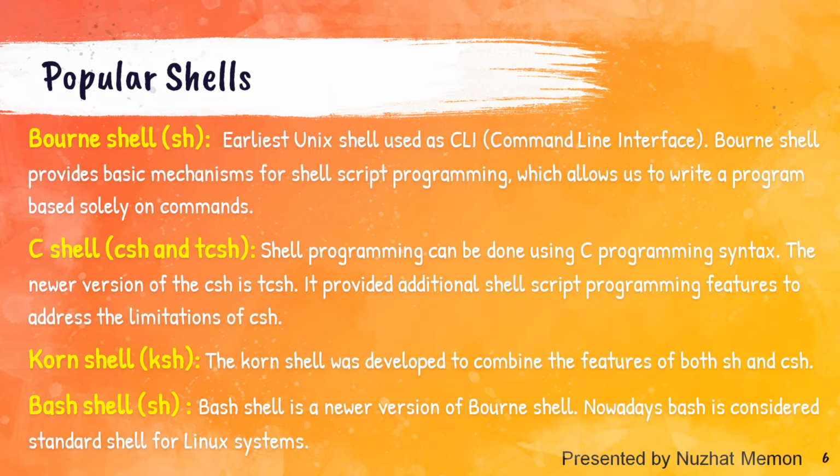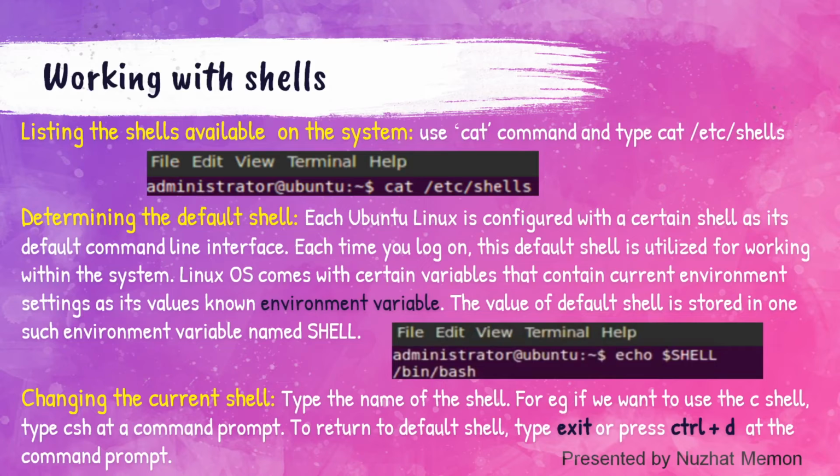Korn shell, ksh. The Korn shell was developed to combine the features of both sh, that is Bourne shell, and csh, that is C shell. Last one, Bash, that is the new version of the Bourne shell, or you can say the enhanced version of the original Unix shell program sh, the Bourne shell. Nowadays, Bash is considered the standard shell for Linux systems.